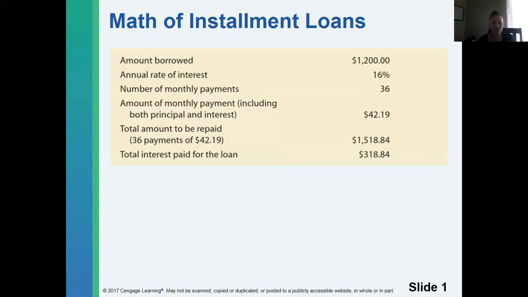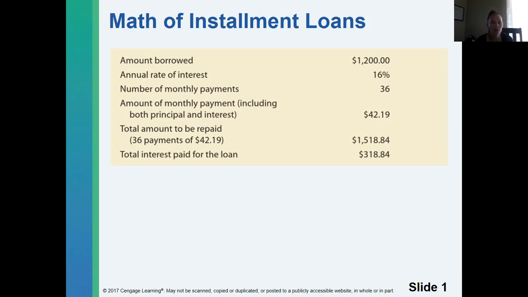Installment loans, we'll go over some of the definitions, but this example here from the book: if you borrow $1,200 at 16% for the annual rate and you make 36 payments, your monthly payment, so for 3 years, is $42.19. They do the math for you. They calculated the interest into that. You don't have to do that.